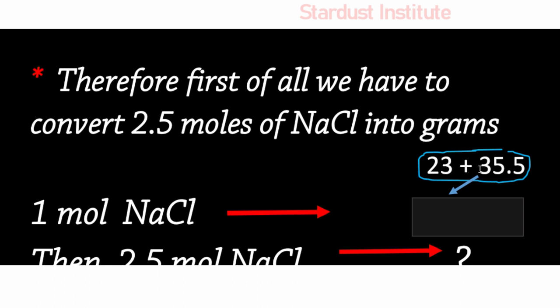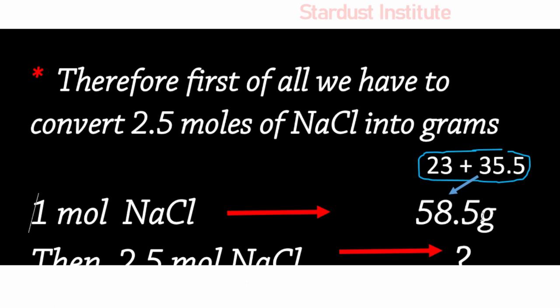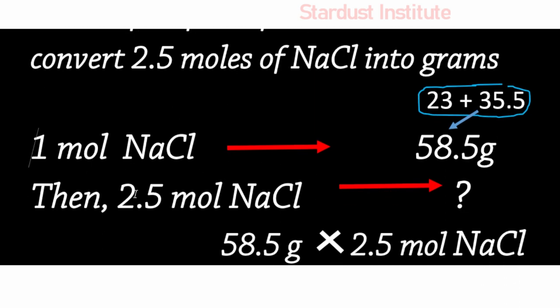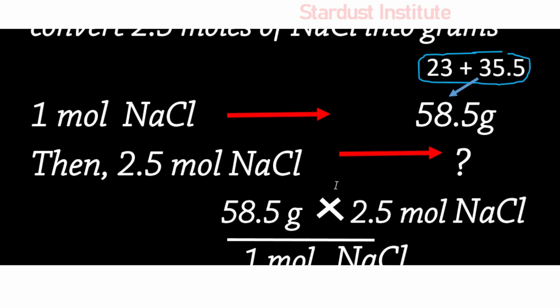23 plus 35.5. Then we get 58.5 grams. 1 mole of NaCl weighs 58.5 grams. That means in 1 mole of NaCl there are 58.5 grams. Then in 2.5 moles of NaCl, how many grams are there?